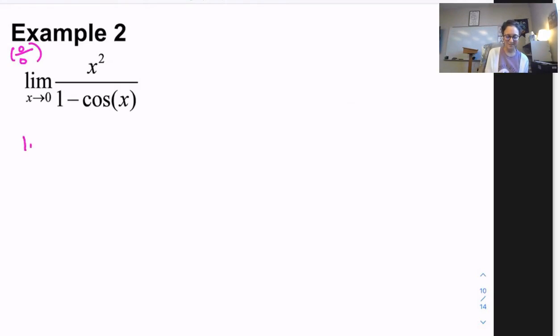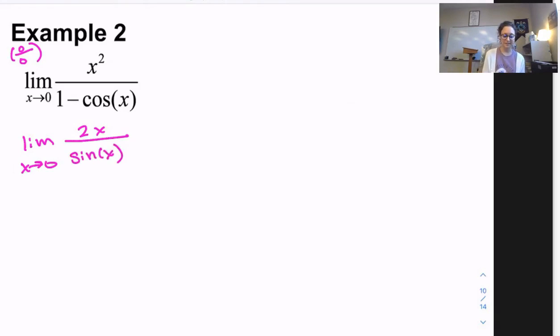So I have, again, don't drop your limit as x approaches 0. Derivative of the numerator is 2x. And then derivative of 1 goes away. Derivative of cosine is negative sine, but you already have a negative in front of the cosine, so negative, negative will take us back to positive sine of x.